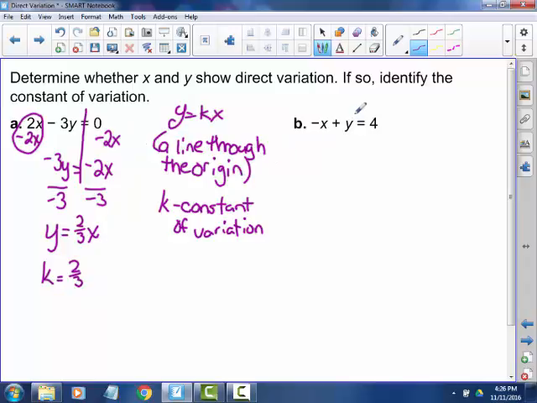Okay, so same thing on question B here. We will add x so that y is now by itself. And we have y equals x plus 4. Well, we have the y equals x part, right? But the plus 4 here means it is not direct variation.